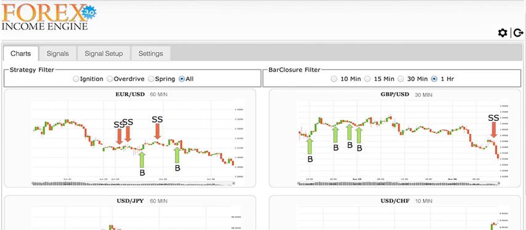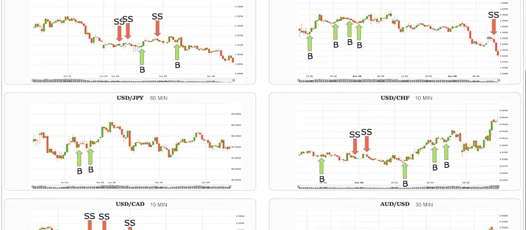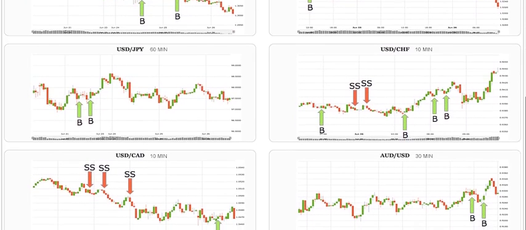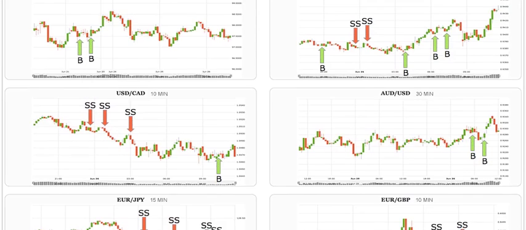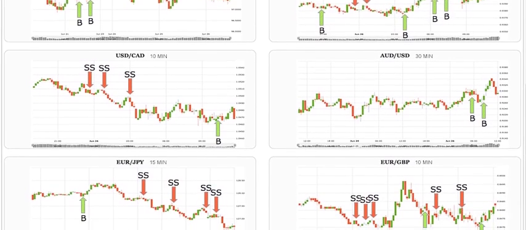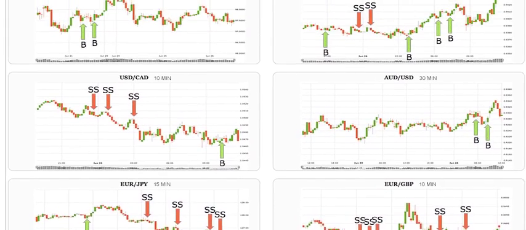What it does is automatically alert you whenever a trade sets up on one of my short-term Forex Income Engine day trading methods. What you see here are the 8 best Forex pairs. And you can see that every time a long trade sets up, a green arrow appears. And when a short trade sets up, a red arrow appears. There are the 8 pairs.